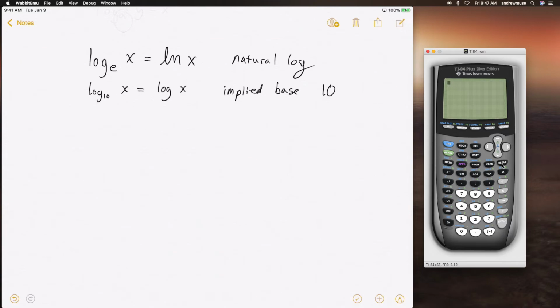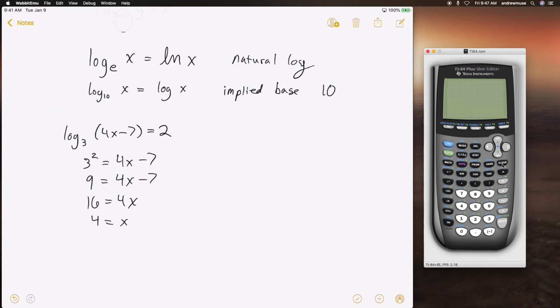Okay, so let's look at just a couple examples of how you would solve logs and exponentials using the calculator or just by hand. So let's say we have this log. If I want to solve this, I can't right now. But if I put it in exponential form, it'd be 3 squared equals 4x minus 7. And you can solve this. 3 squared is 9. Then you get 4x minus 7. Add 7 to both sides. Divide by 4. X equals 4.